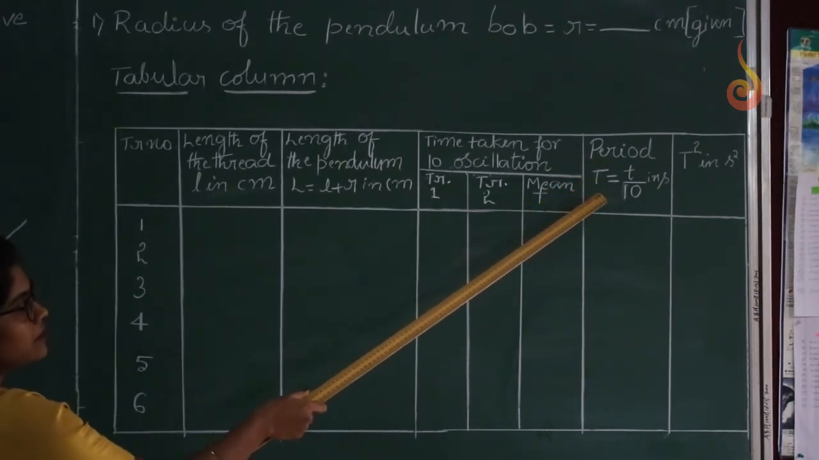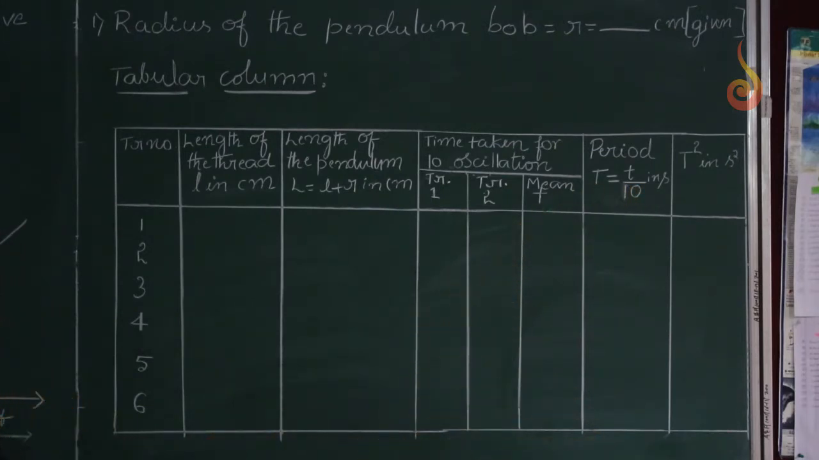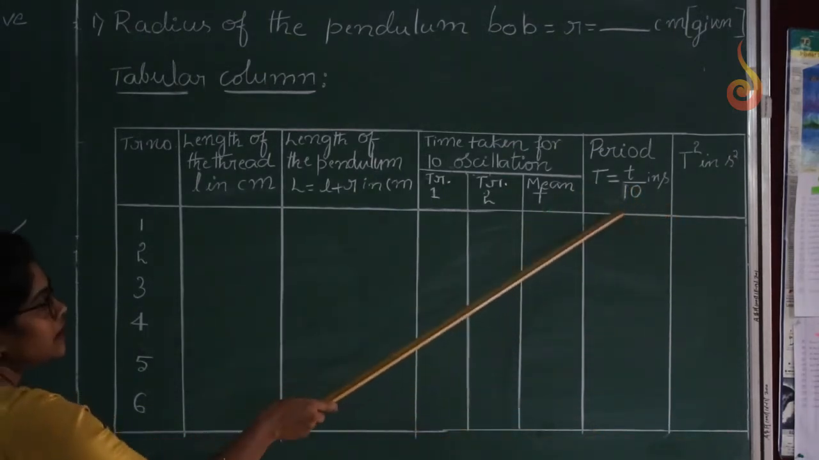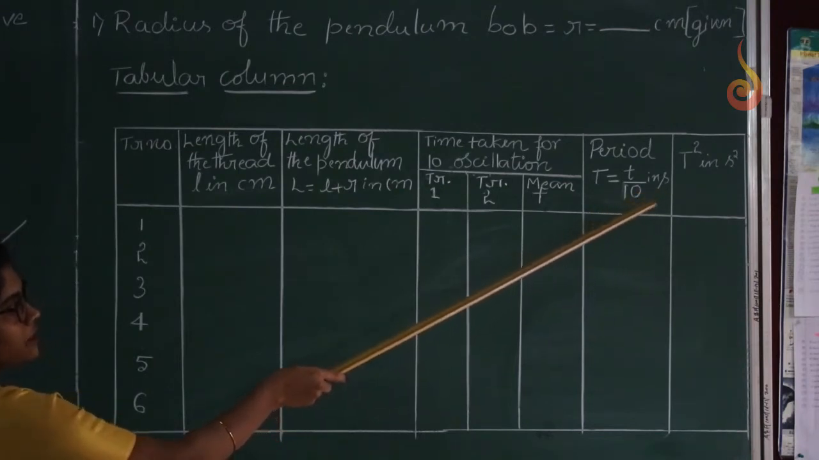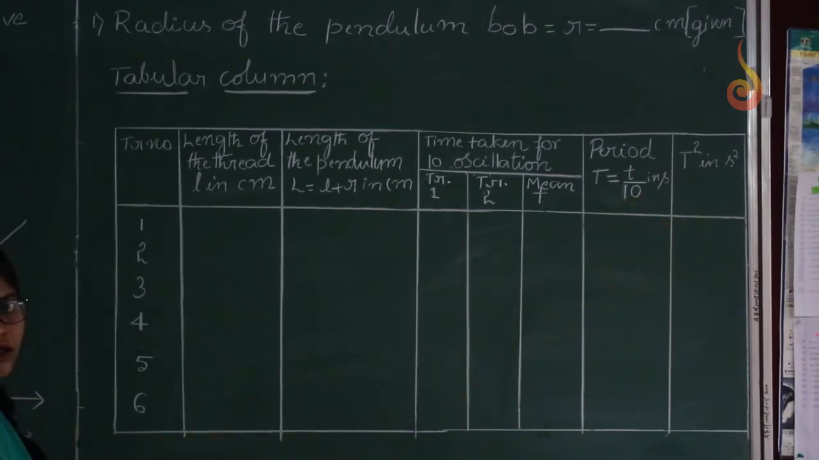And finally the time period, given by the formula T is equal to t by 10, is expressed in seconds, and finally T square, that is the period square, we have to calculate and note down, expressed in seconds square.